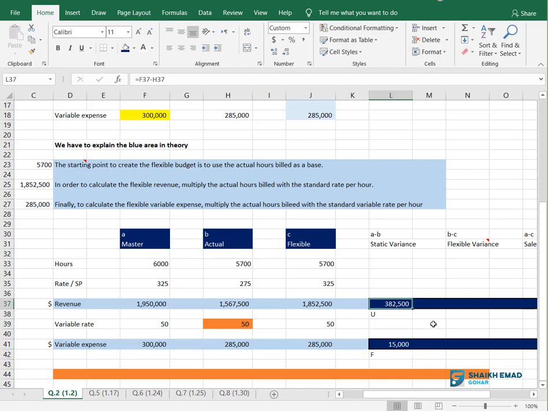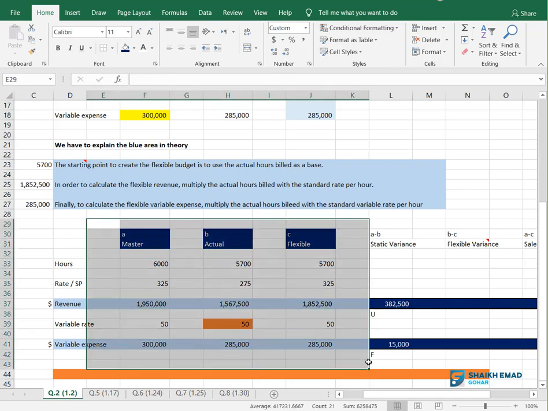So in exam, you will tell him that the static revenue variance is 382,500, bracket open, how you calculated it. You will tell him, okay, I have taken this minus this. That's it. Because you cannot create all this in the notepad, there are no cells there.